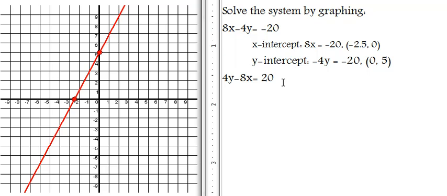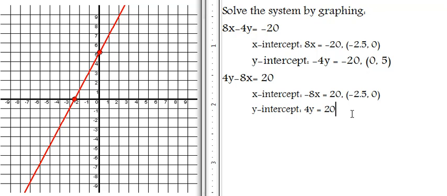But if you didn't see that, you'd just go through the process again. For the x-intercept, you let y be 0. You end up with negative 8x equals 20. And then after you divide both sides by negative 8, you get x is negative 2.5 again, and y is 0 because we let y be 0. For the y-intercept, we have to let x be 0. So if x is 0 here, we have 4y equals 20. And then you just divide both sides to get y is 5. So x is 0, y is 5.